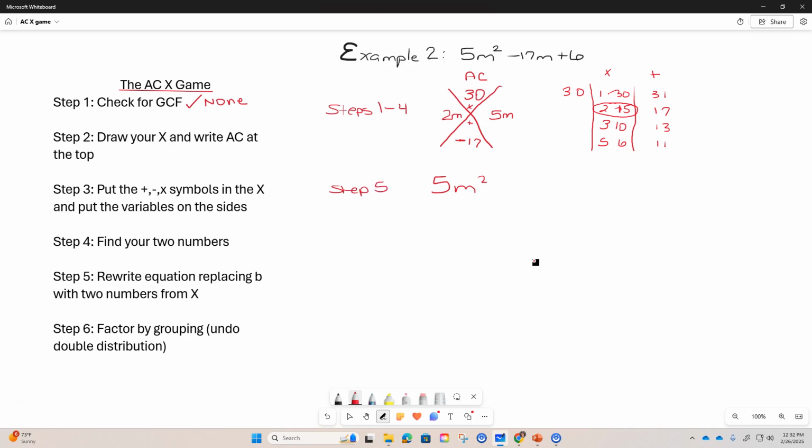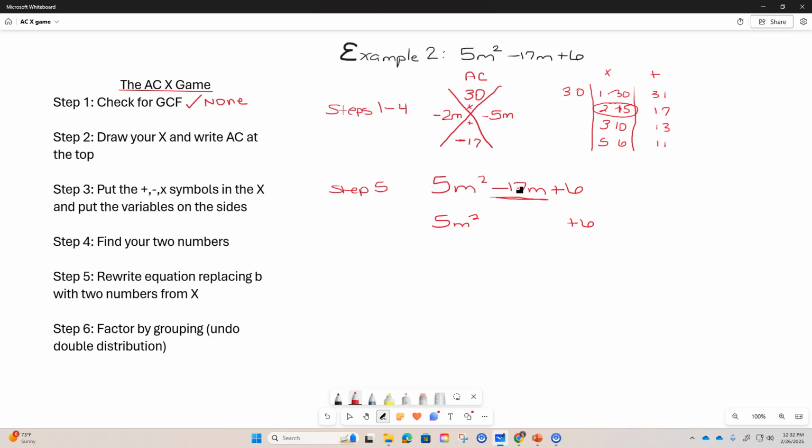Step 5, 5m squared. I'm not going to put the negative 17, but instead I'm going to put the 2 and the 5. I'm going to write it down so that you can actually see me doing it. I'm going to take this term right here, take it out.